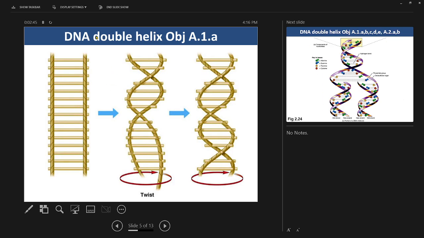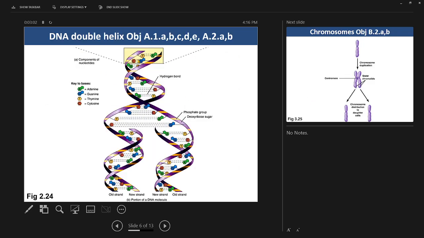Okay, so we put all the nucleotides together and we make up this ladder of DNA. Now remember, the ladder is a twisted ladder called the double helix, and there could be a question about that. So when we look at this, see, we have all of these phosphate and sugars making up the side of the ladder, and then all of the bases making up the steps of the ladder.